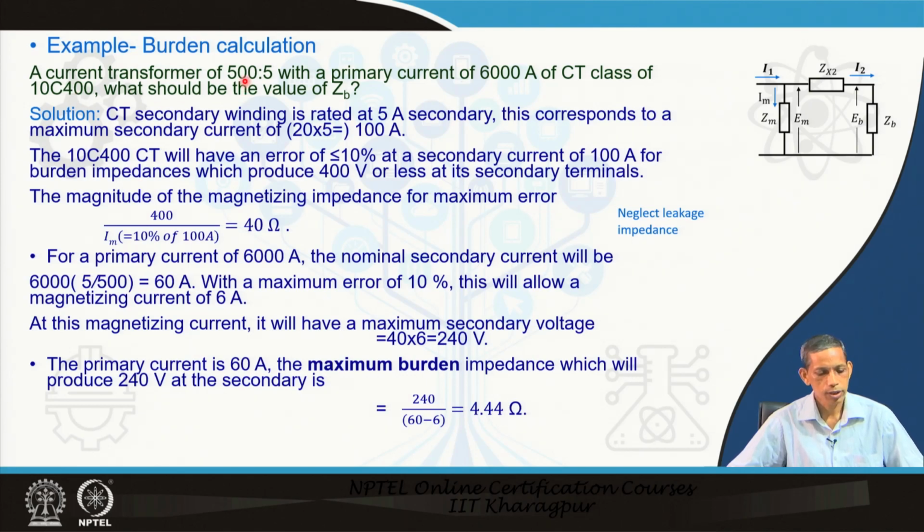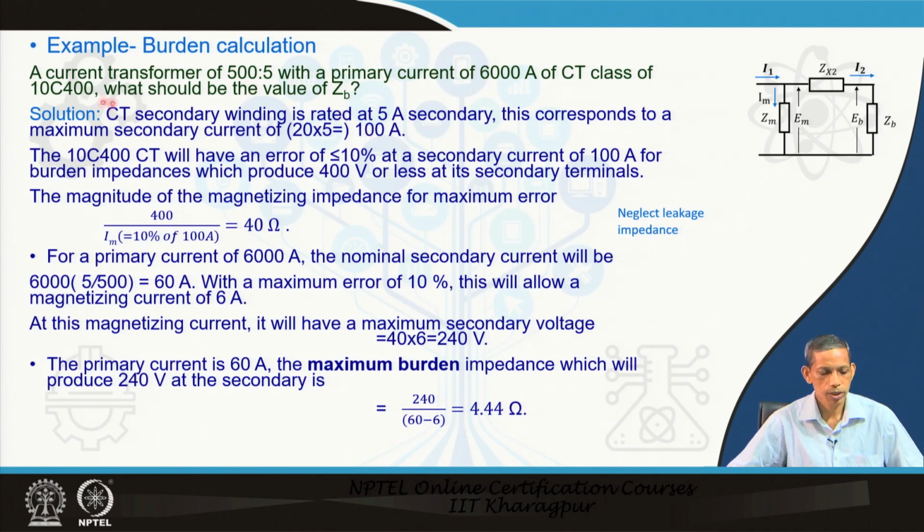So, this is a 500:5 ampere CT, and the maximum secondary current becomes 20 times 5, which is 100 ampere. The current we would like to check is the fault current, 6000 ampere in this case. The equivalent circuit diagram is as you know. Now, I will go for the solution. The CT secondary winding is rated at 5 ampere, so 20 times that is 100 ampere, at which we will evaluate the corresponding error.